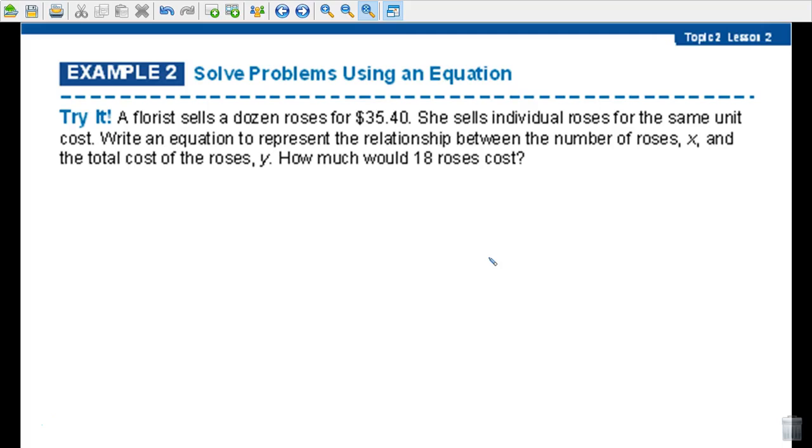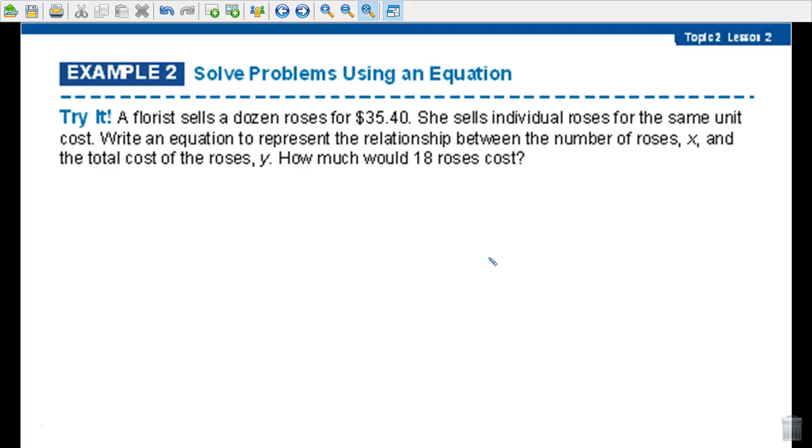A florist sells a dozen roses for $35.40. She sells individual roses for the same unit cost. Write an equation to represent the relationship between the number of roses x and the total cost of the roses y. How much would 18 roses cost?